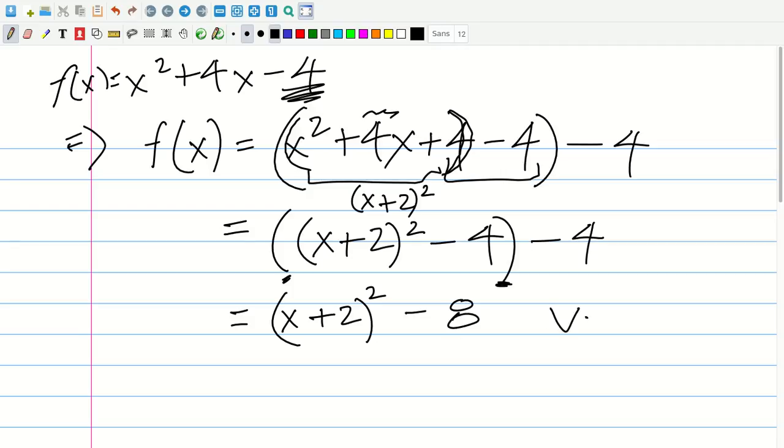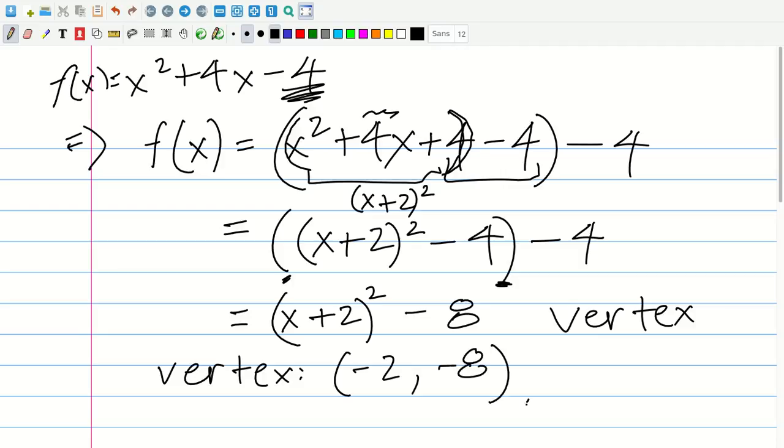Now this is called the vertex form of the quadratic, so I can right away figure out what my vertex is. The vertex will be negative 2, negative 8. Done.